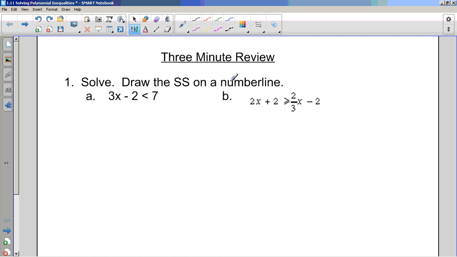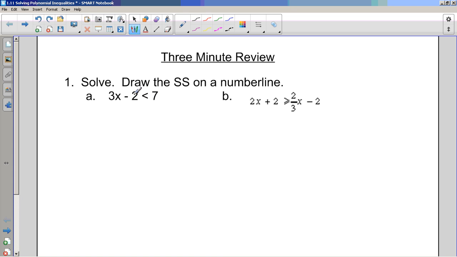Now, this 3-minute review, hopefully you've got these all tried, and I'll take them up very shortly, but I am going to sort of over answer these, and we're going to see a couple of extra ways that we might approach solving a linear inequality like these ones, and that'll lead us into polynomial inequalities. But for now, what are we doing here?